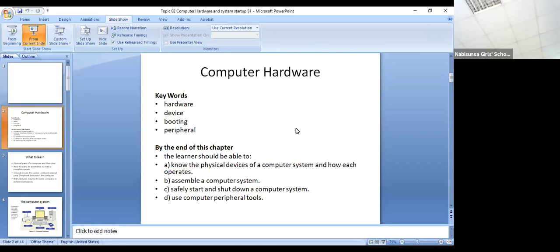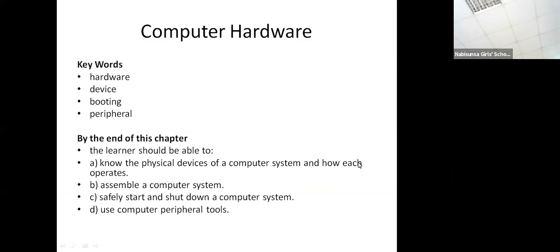Okay. So in our chapter, computer hardware and system startup, we have some few keywords. One of them is hardware, device, booting, and peripheral, okay? And you assume that by the end of this chapter, you have known the physical devices of computers. Yes?